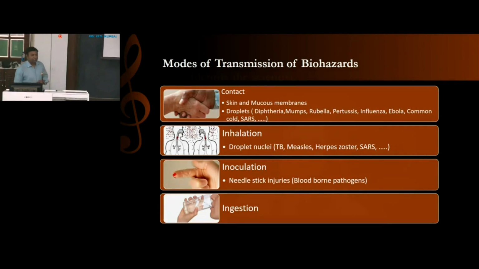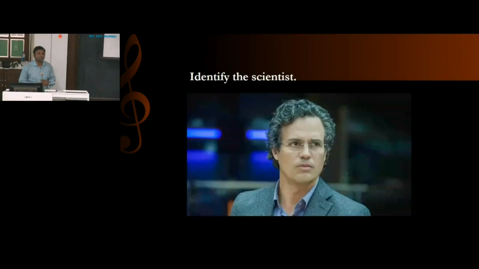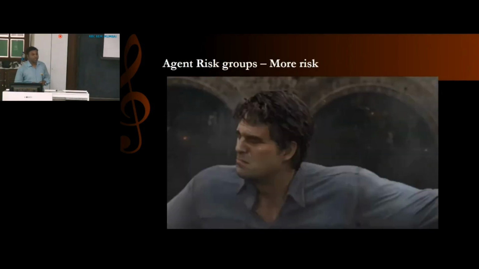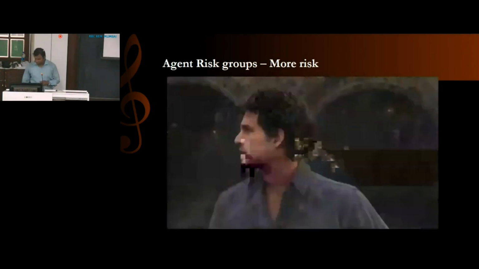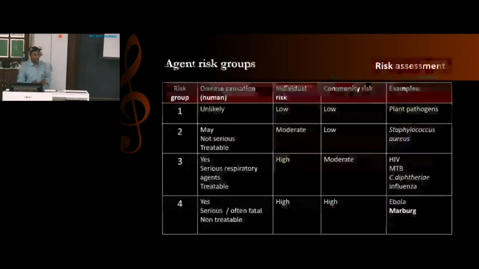Identify this scientist, very famous scientist. Bruce Banner. What is the contribution? So is he a risk? Is he a risk? Dr. Bruce Banner, is he a risk? What risk do you have? Probably not. What happens when it turns? Now is there a risk? Yes. So why you should know the agent risk groups?